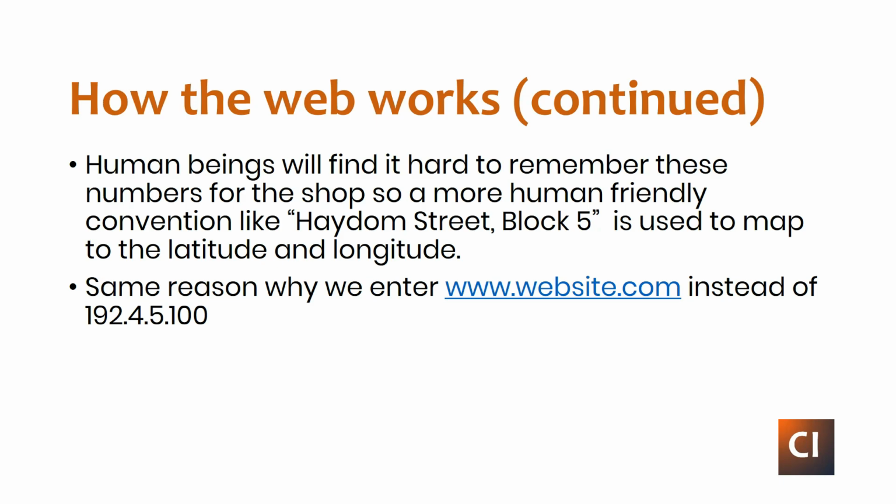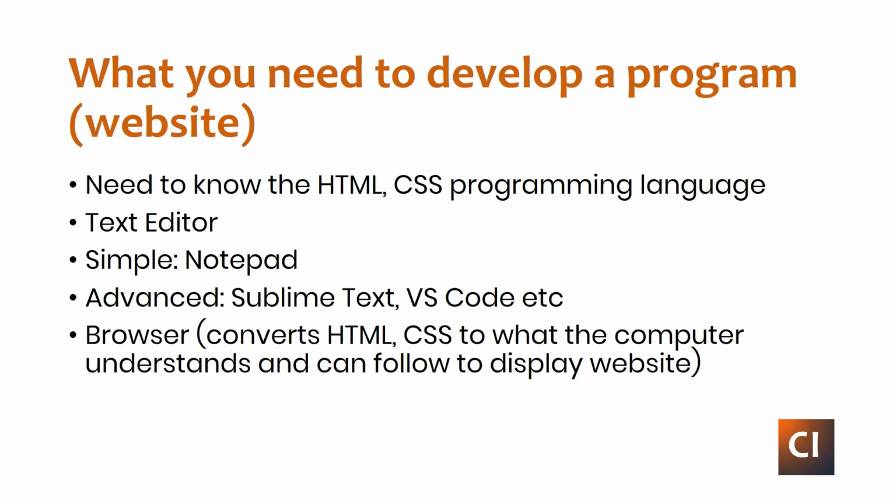Okay, now a human being will find it very hard to remember that. So then we generated human-friendly name conversions that map to this latitude. Something like Haydon Street, Block 5, for example, is used to map to the latitude and longitude. So anytime you enter that street name into Google Maps, it automatically maps that to the actual latitude and longitude of that particular shop, and you're able to locate it. It's the same reason why you're able to enter www.acertainwebsite.com instead of the numbers, and then you're able to get linked to the server that is in charge of storing the files for that particular website.